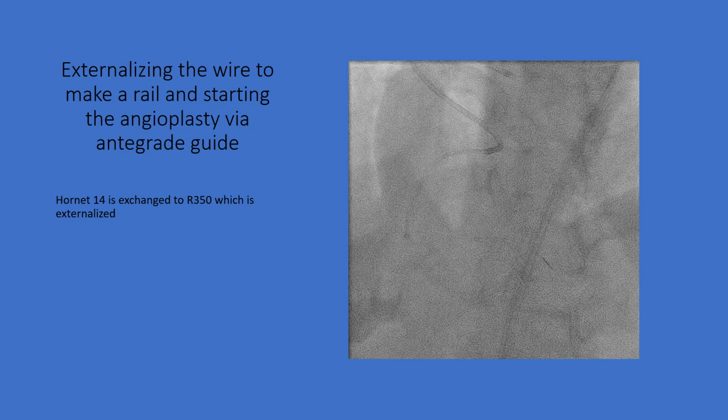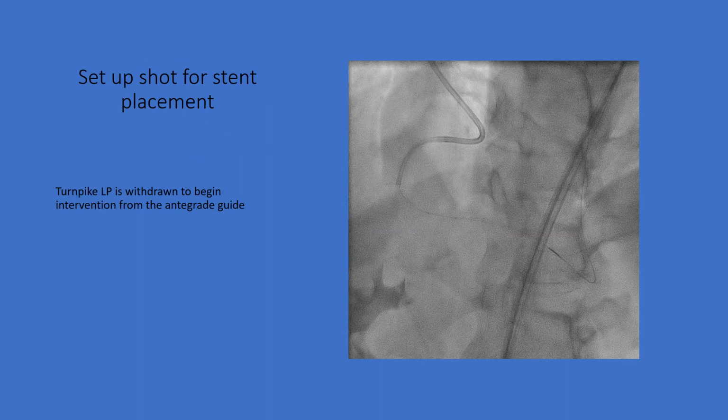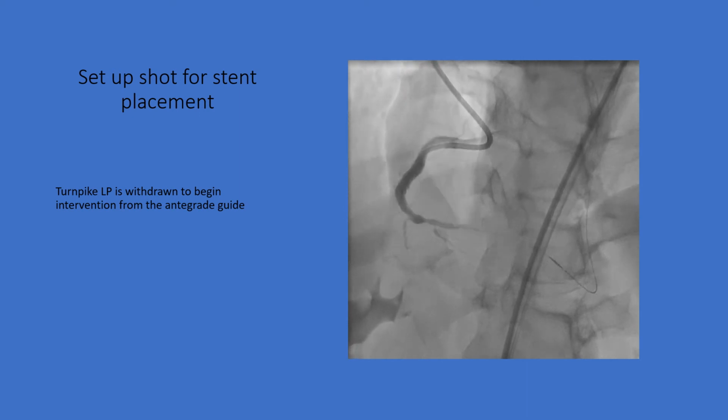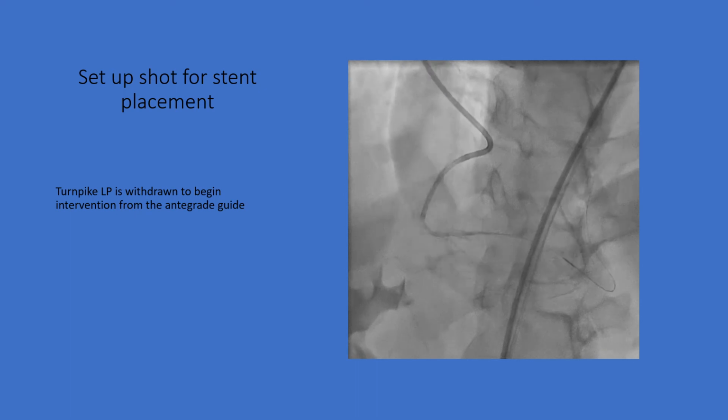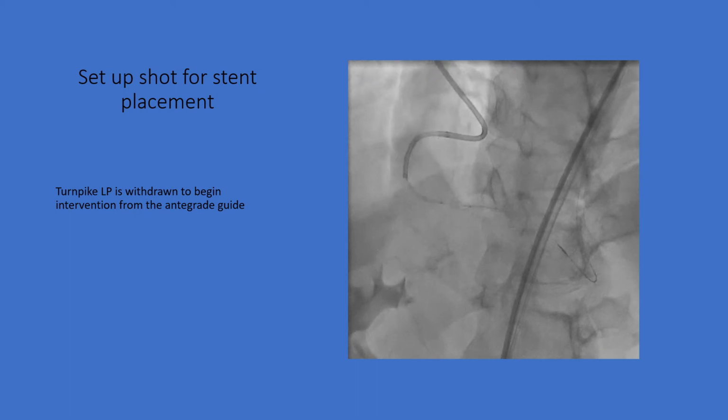The long wire is then externalized, and once it is externalized, we have created a rail upon which angioplasty can be performed via the antegrade guide as shown here. A gentle contrast injection via the antegrade guide shows resumption of the antegrade flow, and we can establish our landmarks for stent placement.